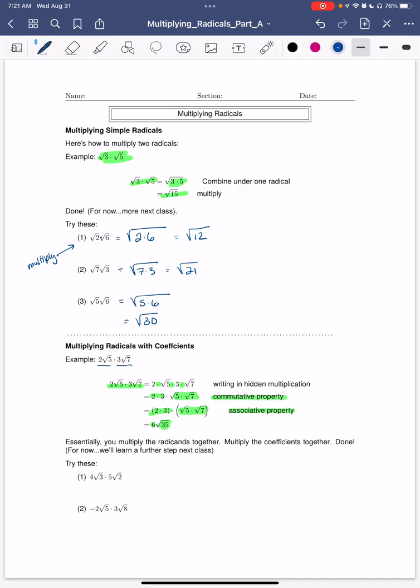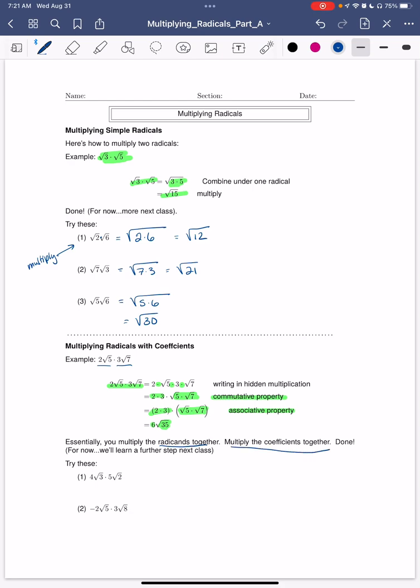So notice that 6 does not come inside the radical, it stays outside. As for why that is, we need to know a little more math before I can really explain that, but we will get back to that during this course. Okay, let's do another example together. But first, basically, here's what we did. We multiplied the radicands together, so what's under the radical, and we multiplied the coefficients together.